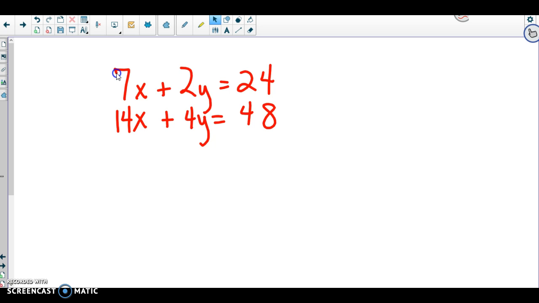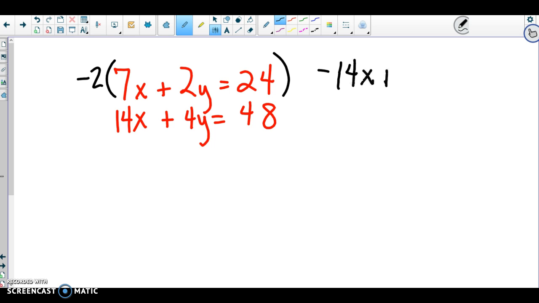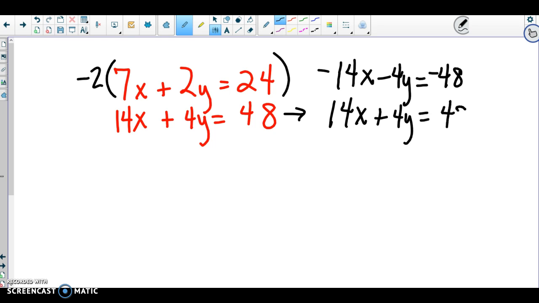Okay, so what I notice is if I'm using the elimination method and I want to get rid of one variable, I have to make them match. So I am going to multiply this top one by -2. The reason I'm choosing -2 is so that they're opposites of each other. So when I multiply by -2, I have -14x minus 4y equals -48. And the other one I just bring straight over like it is: 14x plus 4y equals a positive 48.